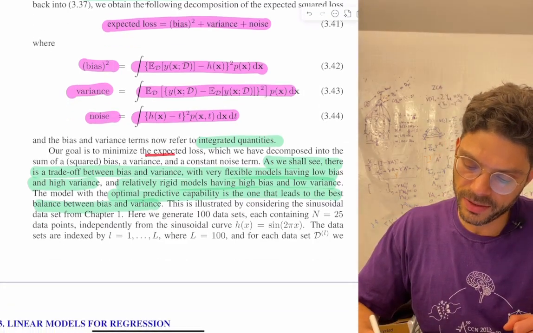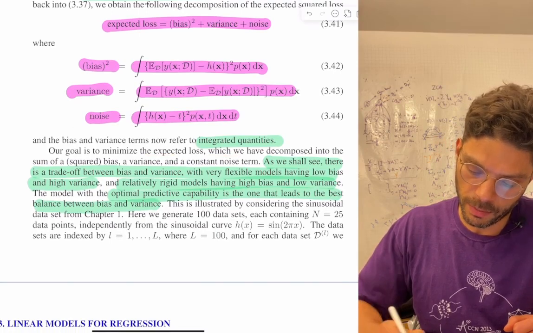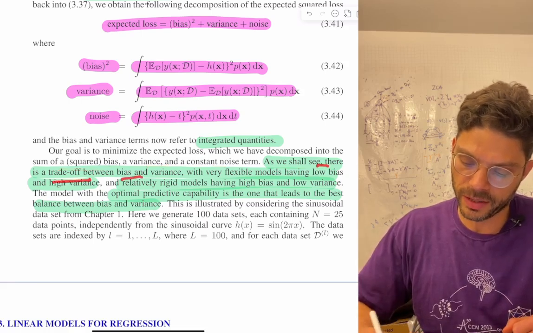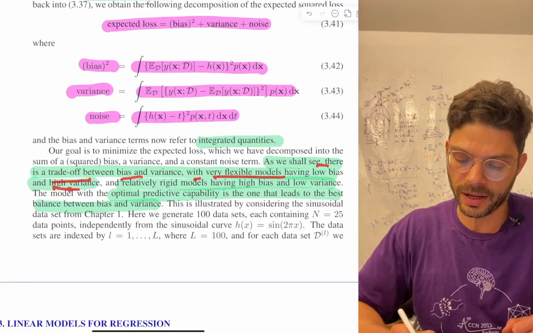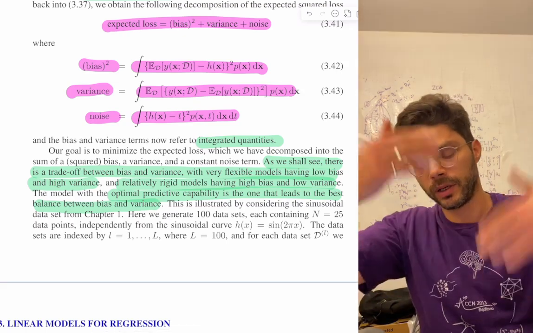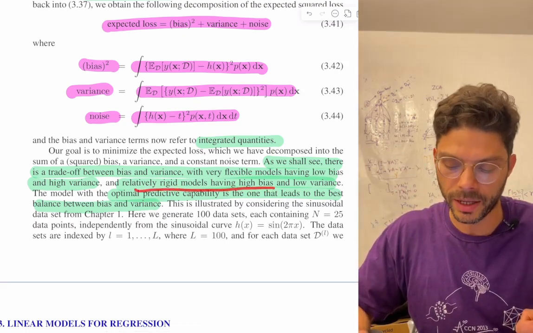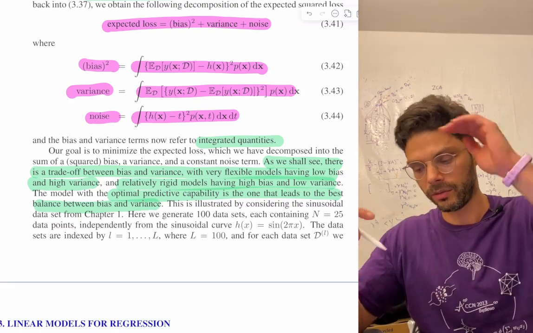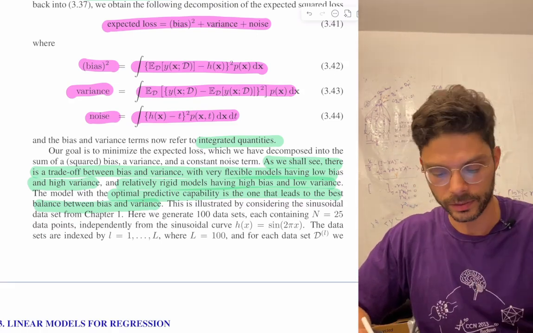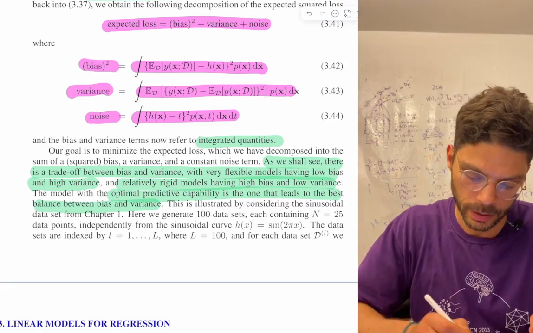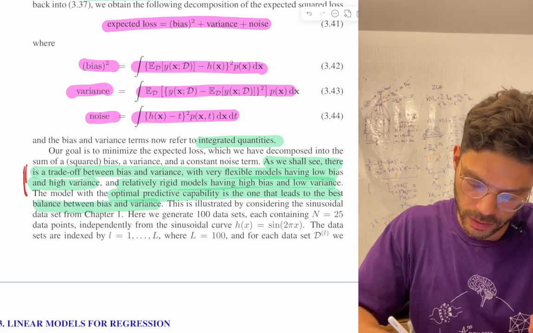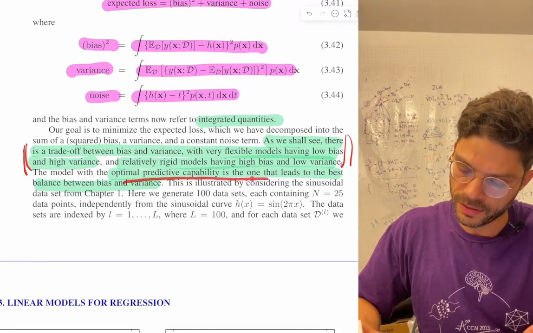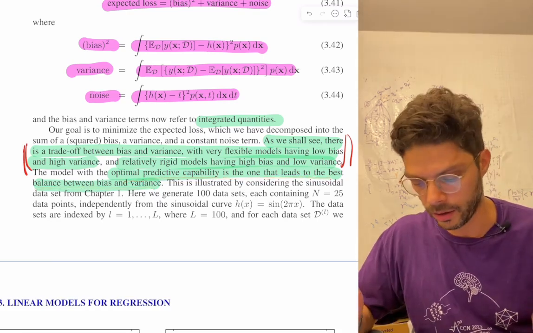Our goal is to minimize the expected loss, which we have decomposed into a sum of a squared bias, a variance, and a constant noise term. As we shall see, there is a trade-off between bias and variance, with very flexible models having low bias and high variance. Think of that polynomial swinging around. Relatively rigid models have high bias and low variance. So a linear model maybe can't get every single data point correctly, it'll tend to be below or above, but it's not going to swing around too much because it just doesn't have much flexibility. I think this is an important insight. The model with optimal predictive capacity is the one that leads to the best balance between bias and variance.